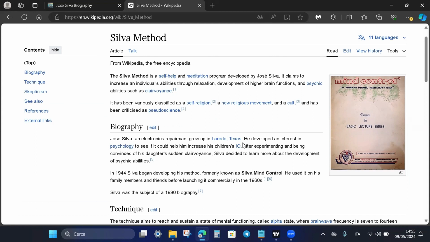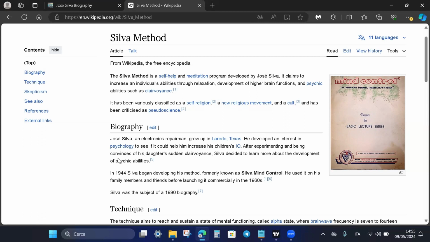Mr. Silva developed an interest in psychology. In fact, in his biography, there are a lot of big names in psychiatry and psychology, and that was really fundamental at the time. He studied all of them to see if it could help him increase his children's IQ. So actually, everything started because he wanted to help his children to have better grades at school.